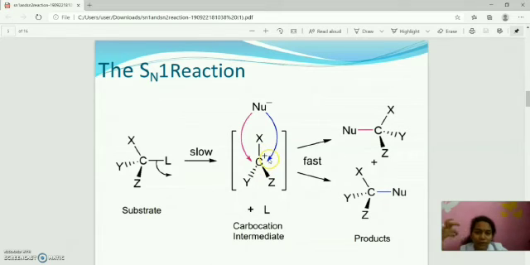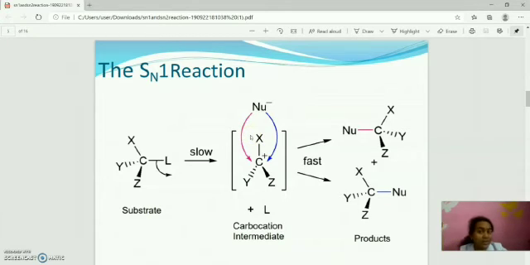What do you mean by carbocation? Carbon having a positive charge. We know that cations have a positive charge. If a carbon carries a positive charge, it is known as a carbocation. So it is the intermediate. The first step is a slow step, so it is the rate determining step. So the nucleophile can attack either from this side or from this side.